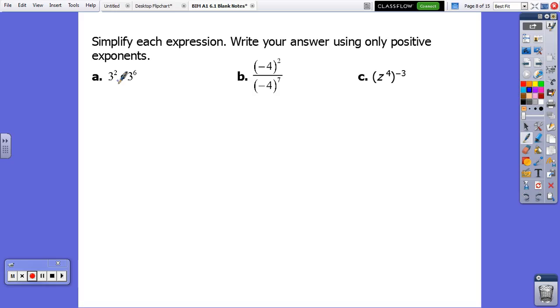possible. So on this one, the base is the same and they are multiplying. So what we do is we add the powers. So 2 plus 6 is 8, so the simplified expression is 3 to the 8th.